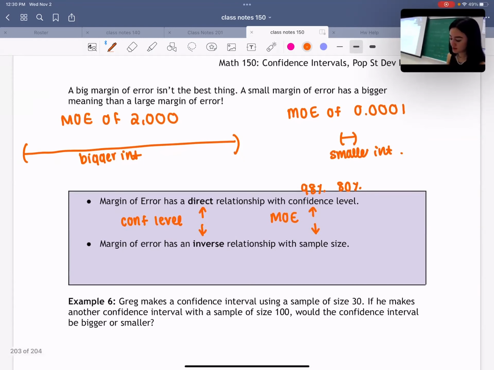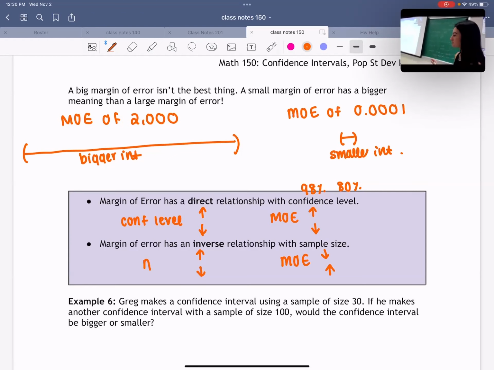Okay. Next of all, we have the margin of error has an inverse relationship with the sample size. And what that means is it does the opposite, okay? So let's say I take my sample size n and I increase it. What happens to the margin of error? It decreases, right? So if I increase n, margin of error decreases. And I'm pretty sure it's easy to understand that if I decrease n, the margin of error will increase. Okay. Any questions so far?